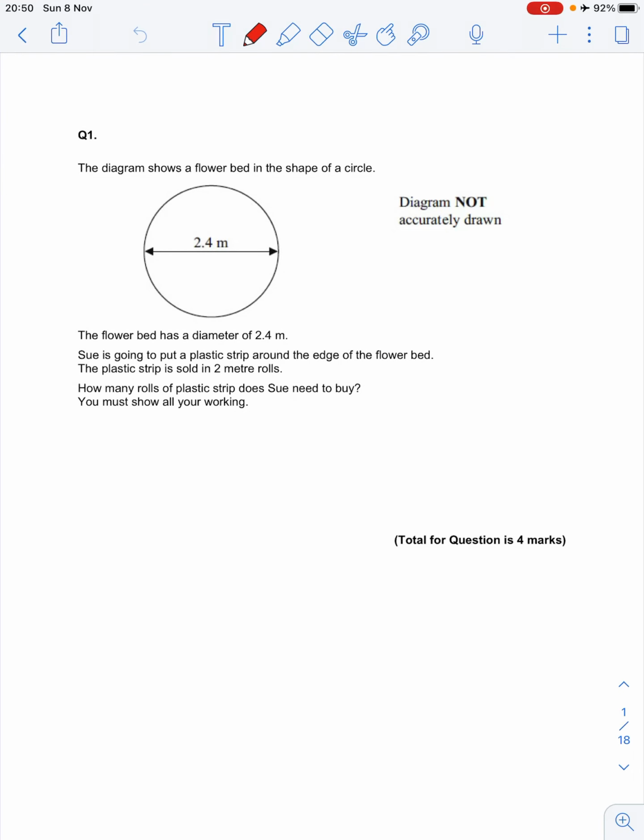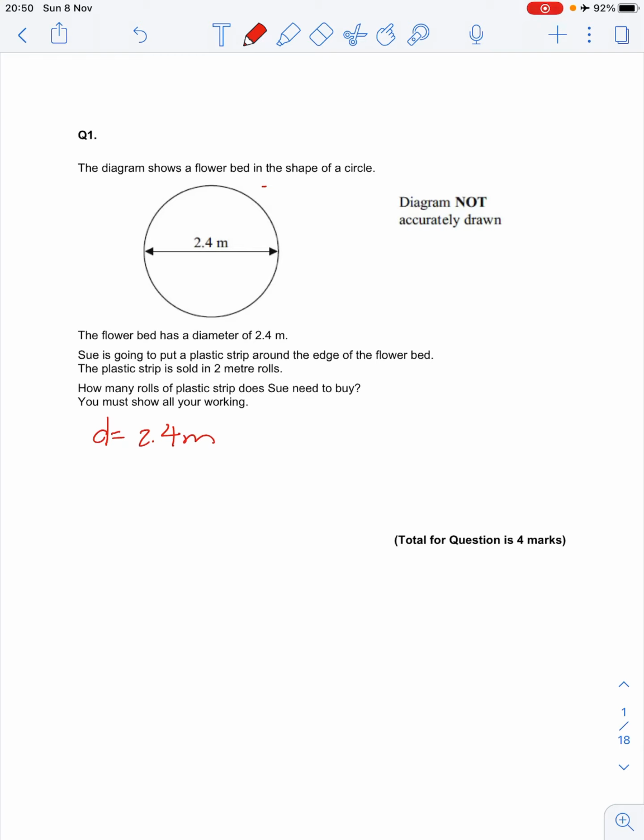Question 1. The diagram shows a flower bed in the shape of a circle. The flower bed has a diameter of 2.4 meters. So D equals 2.4 meters. Sue is going to put a plastic strip around the edge of the flower bed. The plastic strip is sold in 2-meter rolls. How many rolls of plastic strip does Sue need to buy?